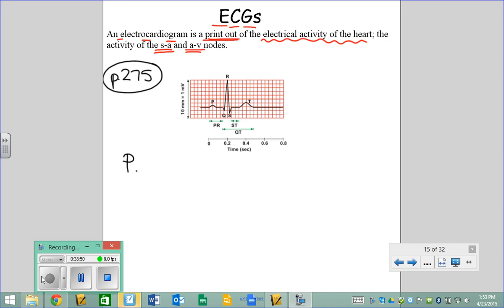The P wave. So it's the first tiny little bump that you see in the ECG. This is when atrial stimulation starts. So that means that the SA node is telling the atria to contract.